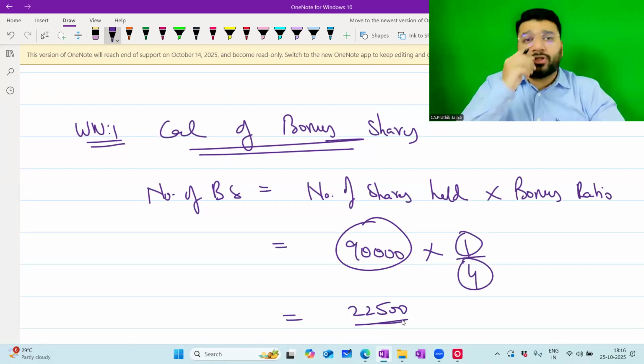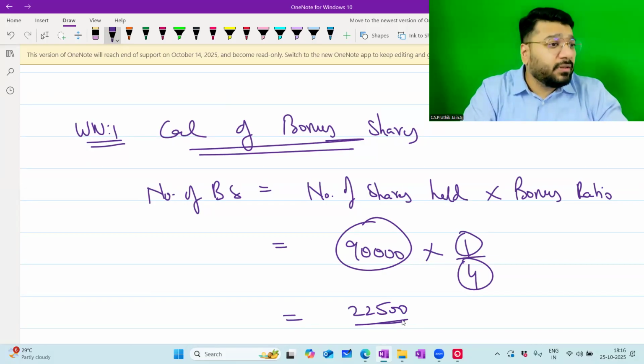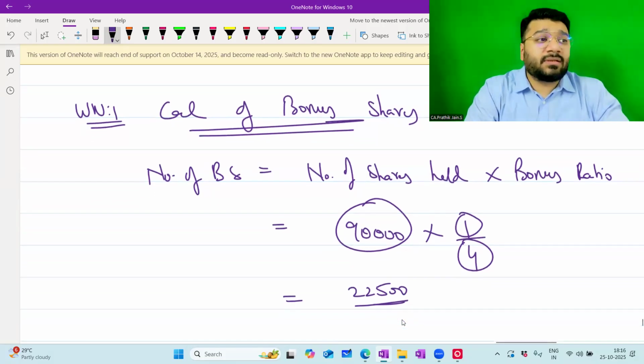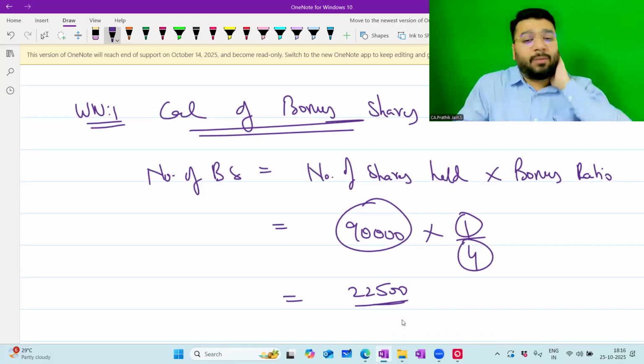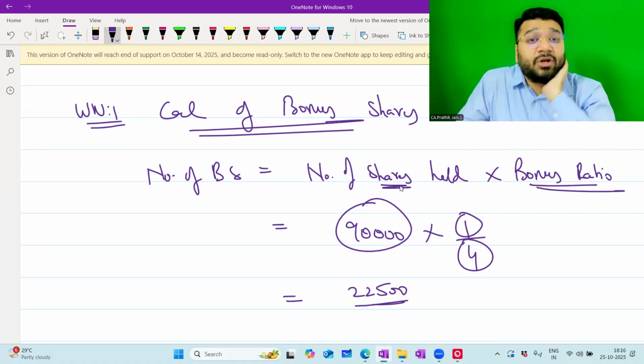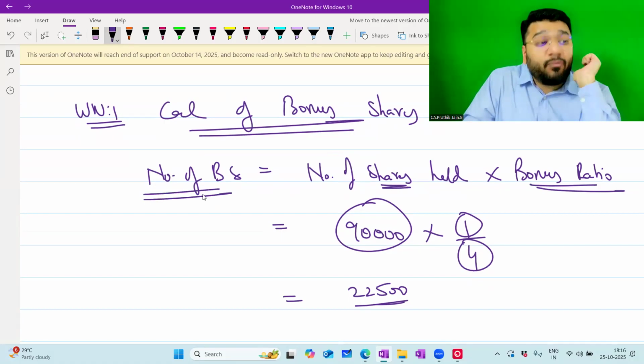22,500 bonus shares. Now listen very carefully. Till this you do it, I have a very important point to discuss. Boss, 90,000 shares. You have to apply the bonus ratio on the shares, not the share capital. On the shares, I have to multiply because I want the number of bonus shares.